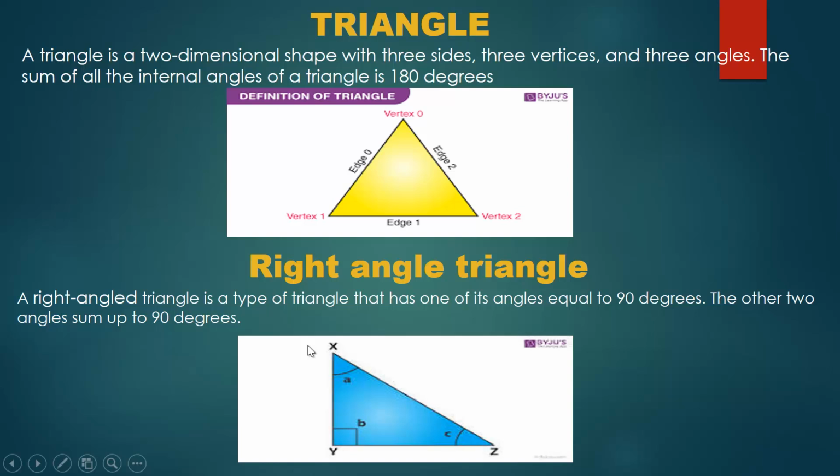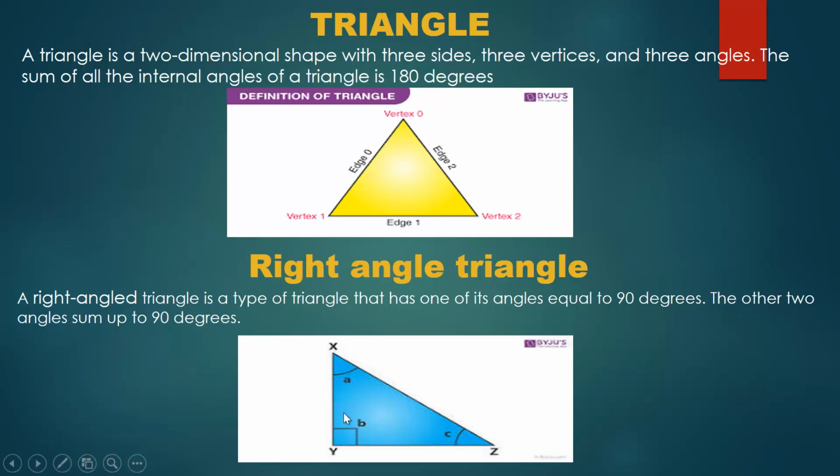We can see the diagram of the right angle triangle. In a right angle triangle, there are three sides: first side, second side, and third side. There are three angles: first angle, second angle, and third angle, and three vertices: vertex 1, vertex 2, and vertex 3. The difference between a triangle and a right angle triangle is that in a right angle triangle one angle will be equal to 90 degrees.